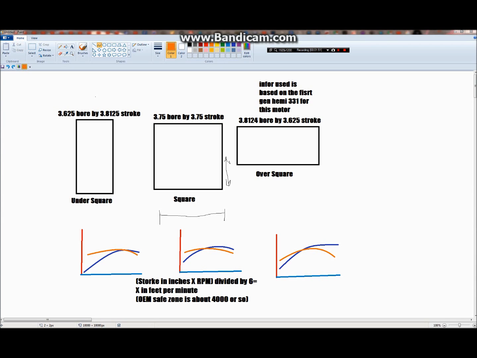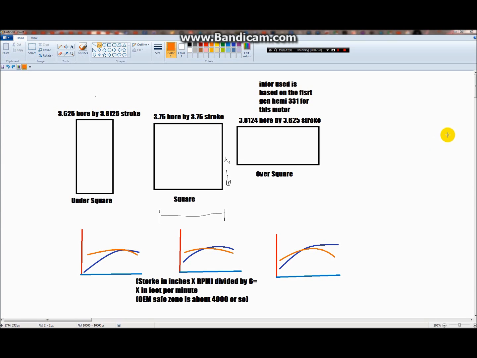Now, let's talk at length about what really governs a square versus an undersquare versus an oversquare motor. An undersquare motor is a motor that has a stroke length longer than the diameter of the piston in the cylinder bore. For our example, I'm using the same numbers twice. For reference sake, all of these are 331 V8 small block style engines.